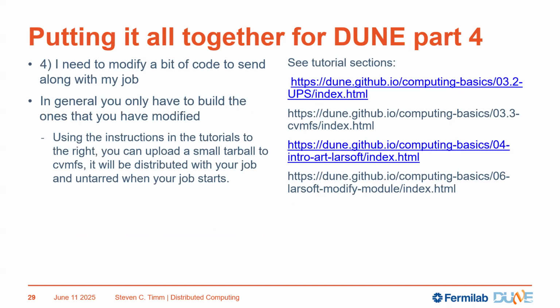I need to modify a bit of code to send along with my job. In general, you only have to build the routines that you've modified. You don't have to build the whole beast, which can take several hours. If you use the instructions in the tutorials to the right, you can upload a small tarball to CVMFS. It will be distributed with your job and then untarred when your job starts. I myself, by the way, have never gotten all the way through section 4 of the tutorial, even though I've been in the room where it's been taught several times.